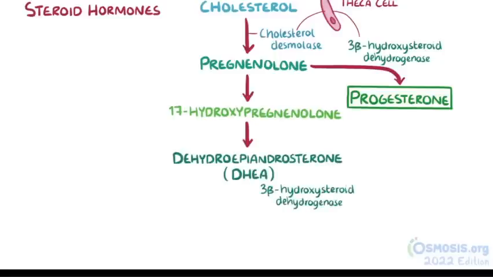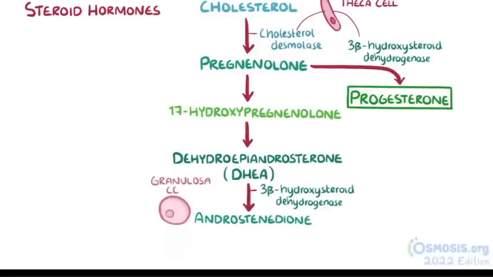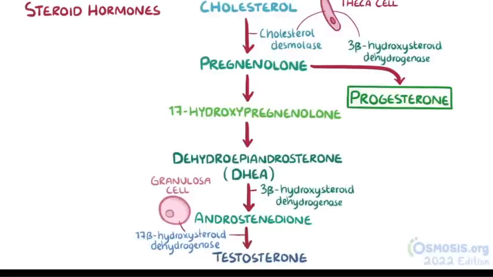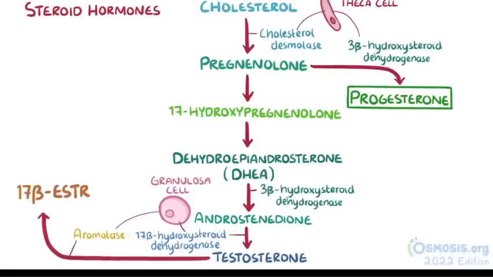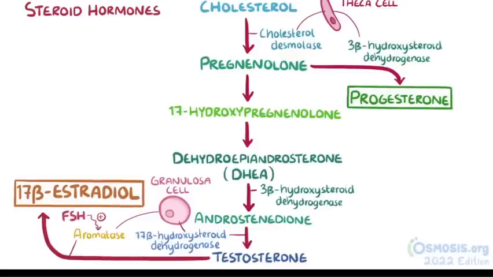3-beta-hydroxysteroid dehydrogenase is quite the overachieving enzyme, because it also acts on DHEA and converts it into androstenedione, a testosterone precursor. Androstenedione diffuses into the nearby granulosa cells, which have 2 enzymes of their own. The first is 17-beta-hydroxysteroid dehydrogenase, which converts androstenedione into testosterone. And the second is aromatase, which converts testosterone into 17-beta-estradiol, the most biologically active type of estrogen active during the reproductive period. FSH makes aromatase work overtime.